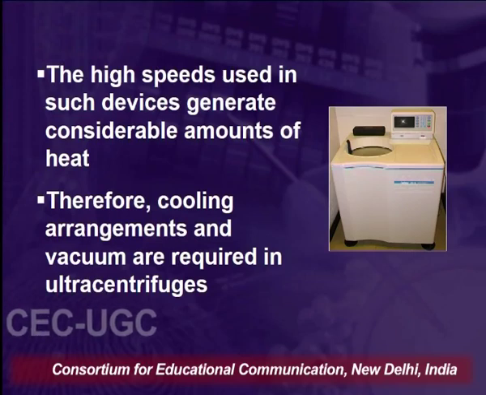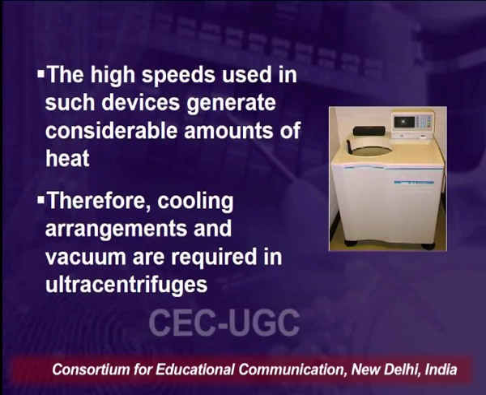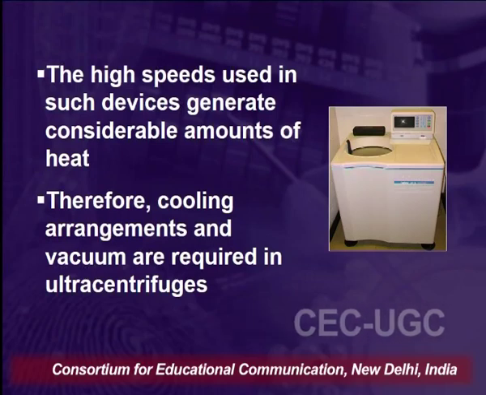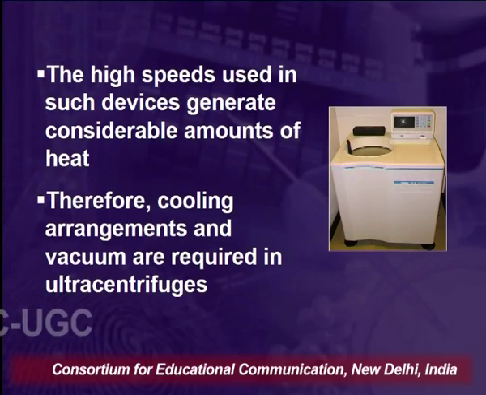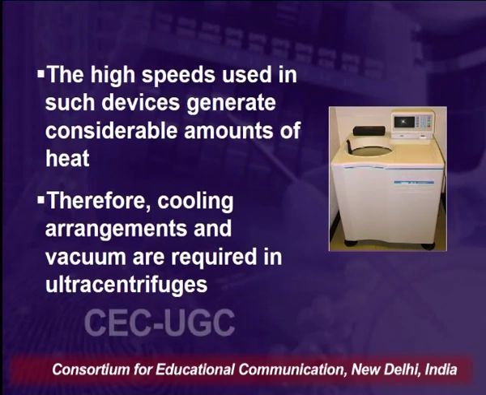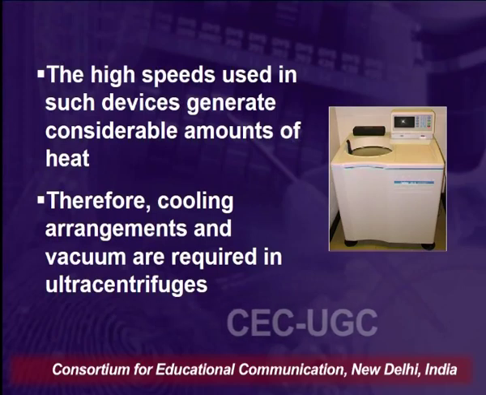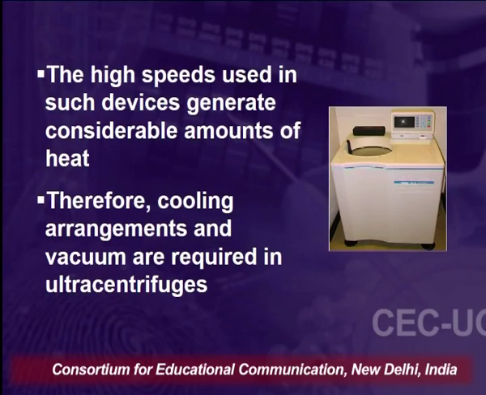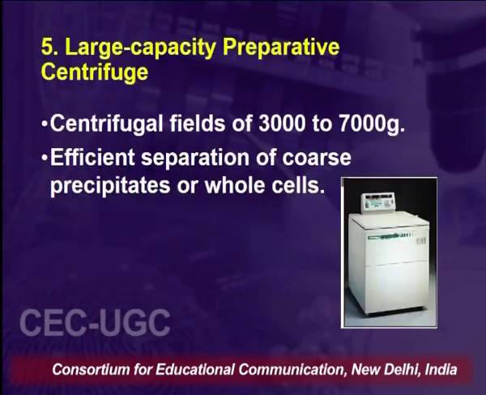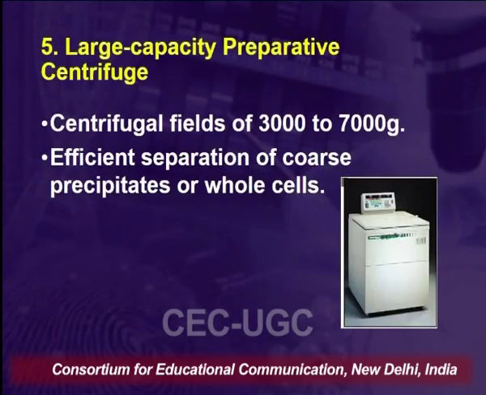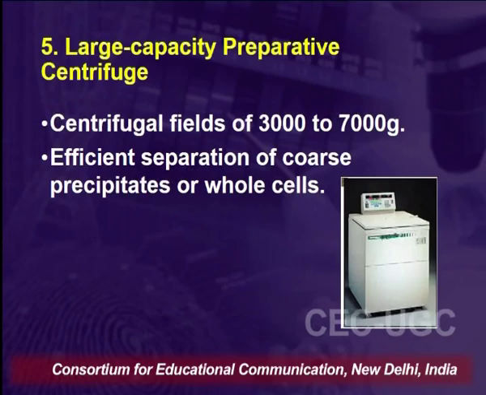When we talk about ultracentrifuges, the high speeds used in such devices generate a very high amount of heat. Therefore, we have to take proper measures for cooling arrangements, and vacuum is required in these kinds of ultracentrifuges. Then we have large capacity preparative centrifuges which have a centrifugal field around 3000 to 7000 G.